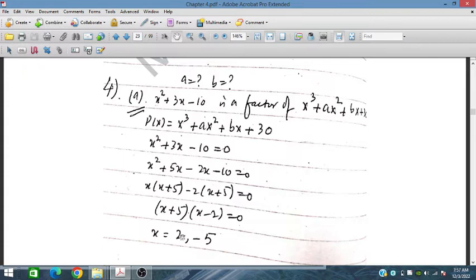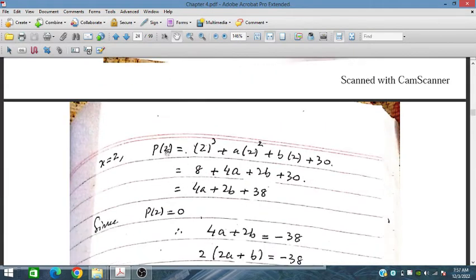We substitute x equal to 2 in this polynomial, and then substitute minus 5 in this polynomial. So first x is equal to 2, and then place it in this polynomial. So this is 2 cube plus a times 2 squared plus b times 2, plus 30. Now this is 8 plus 4a plus 2b plus 30. So this is 4a plus 2b plus 38. Since p(2) is equal to 0, this is equal to 0 because x minus 2 is a factor.